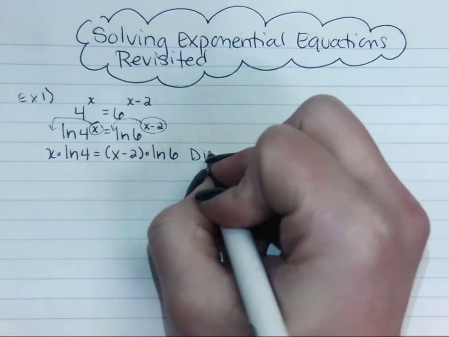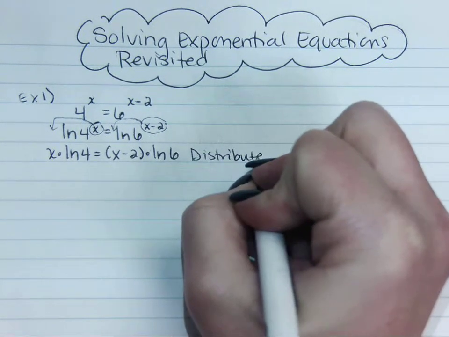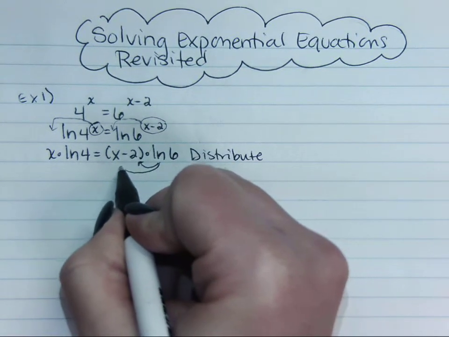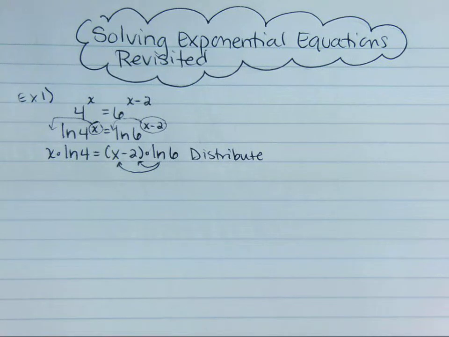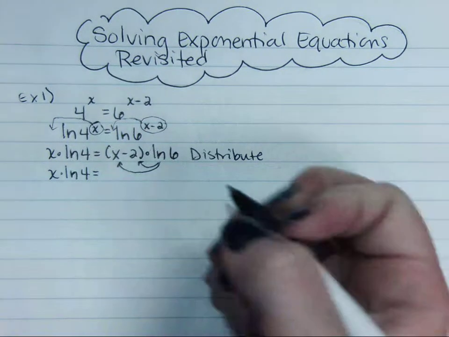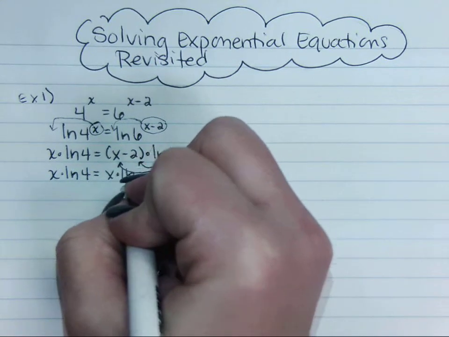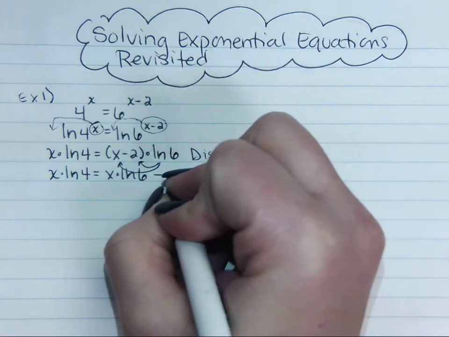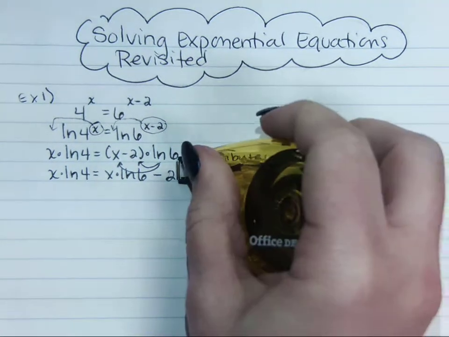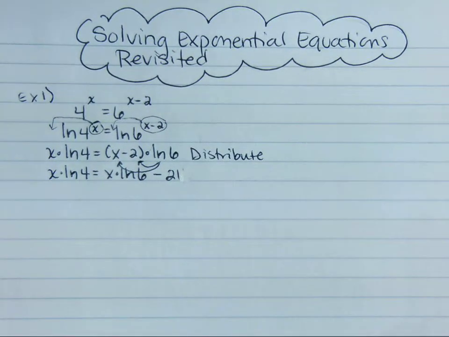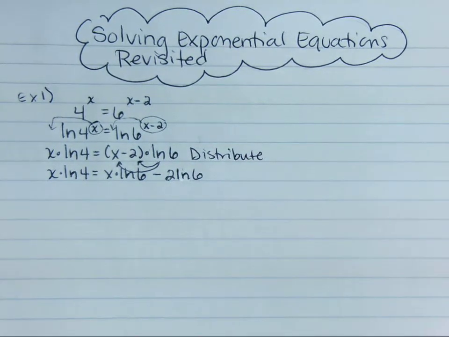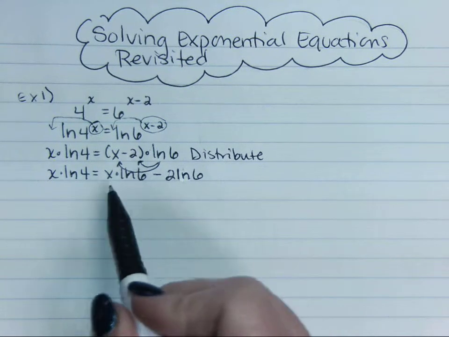And now what I'm going to need to do is I need to distribute. All right. This right-hand side, I need to distribute the ln of 6 to both of my terms to break up those parentheses. All right. So that's going to look like x times the ln of 6 minus 2 times the ln of 6.